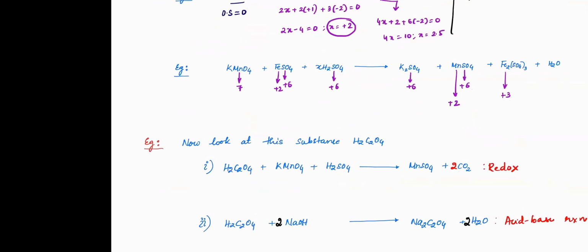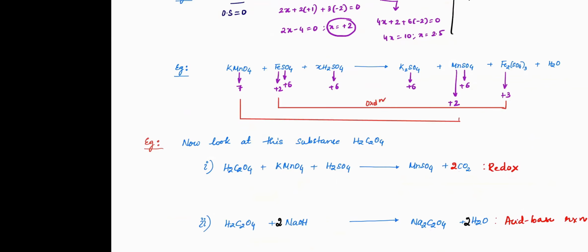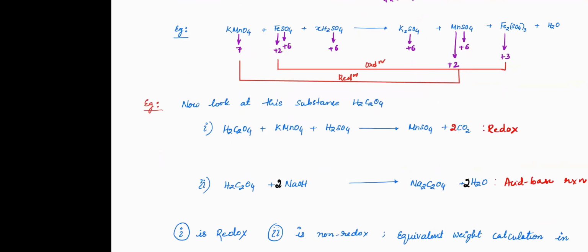So what did we notice? Iron went from 0 to plus 3, which shows that it is undergoing oxidation. While manganese, which is at plus 7, is now going towards plus 2, which means there is a reduction happening in this case. So on one side there is an oxidation, the other side there is a reduction happening. Finished?